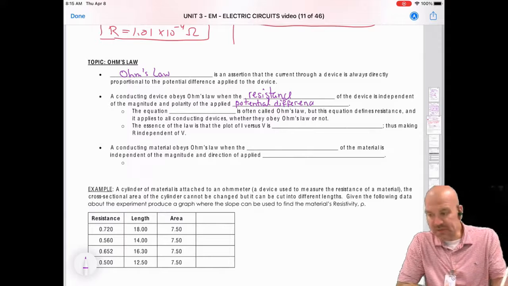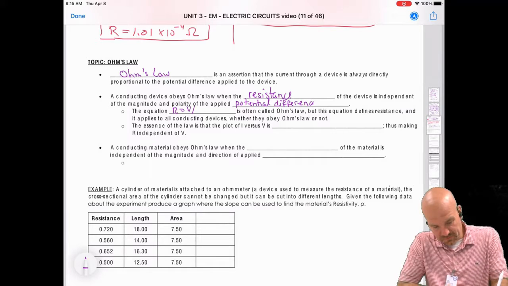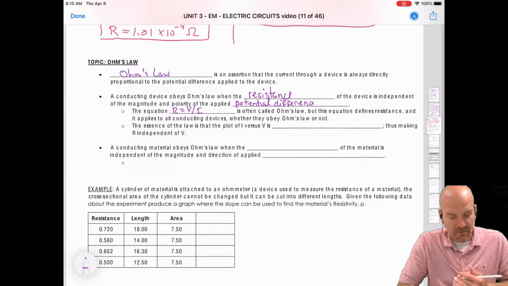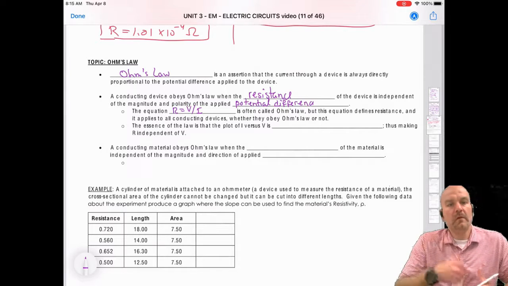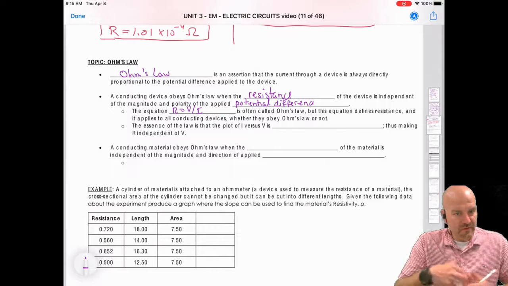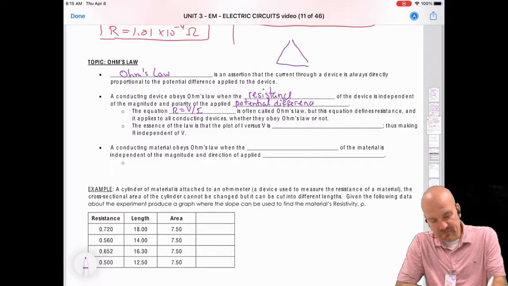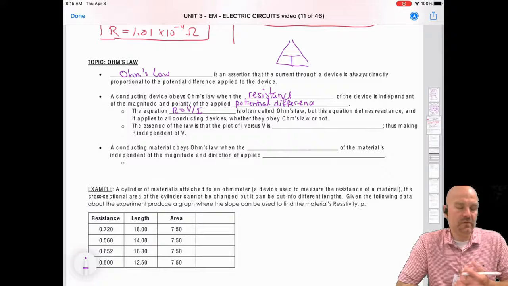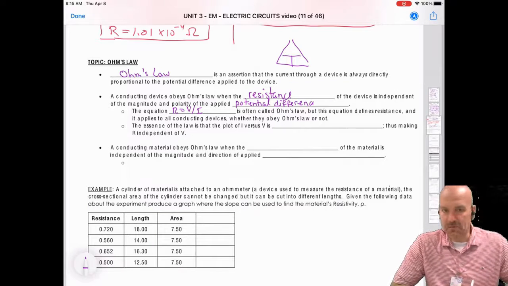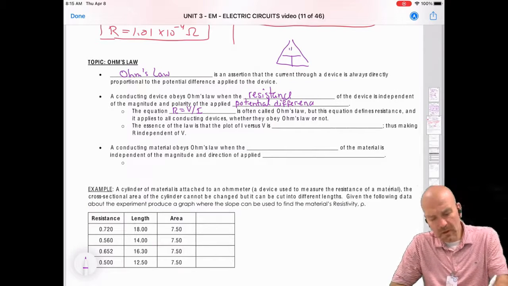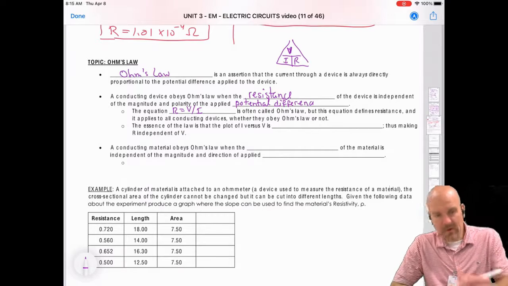Now, the equation to determine Ohm's law is R equals V over I, right? So we talk about how it's independent of magnitude and independent of polarity. So you can see there is a relationship. A lot of times if you search for Ohm's law, one of the search predictions will be something called the Ohm's law triangle, all right? And so we've got V, I, R.